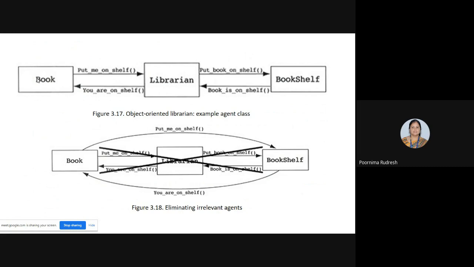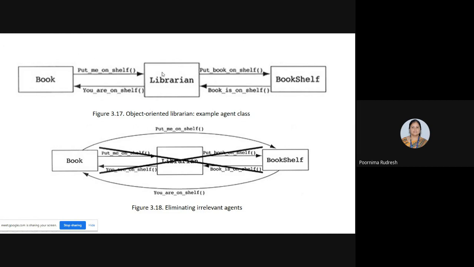And because of the presence of the intermediary, that is the librarian, many messages are going to be transmitted between the book and bookshelf. So some designers may argue there is no need for the librarian. If the librarian is included in such a design, it leads to the communication of different messages between the book and bookshelf. Hence some designers may argue to eliminate the librarian class, so that the number of messages exchanged between book and bookshelf is reduced to 2.